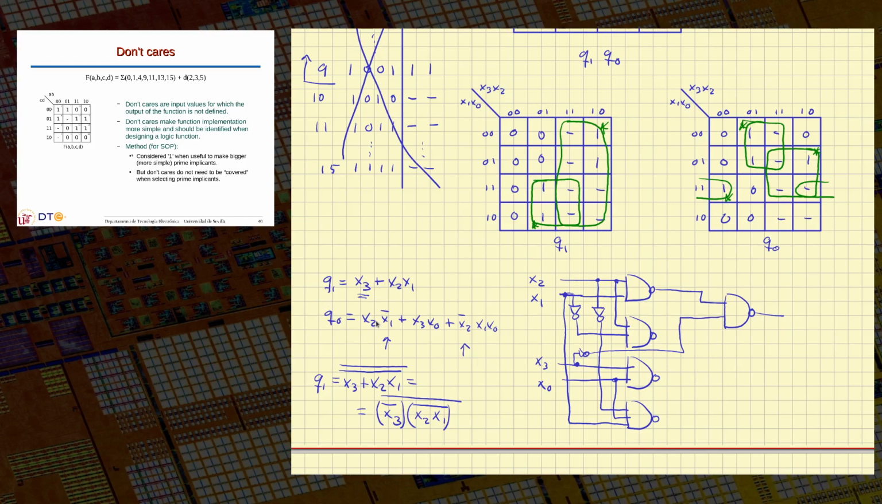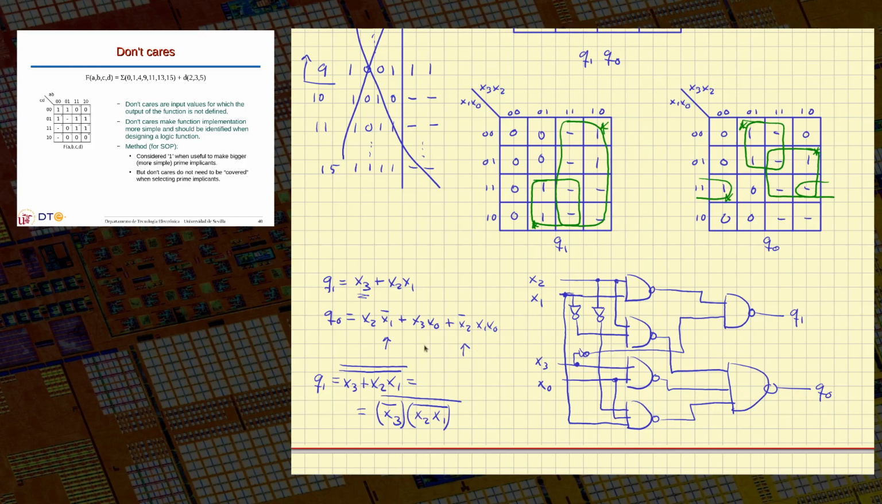Now for Q0, I need three terms. Have another NAND gate, and just in this case, I have no problem. This is the addition of these three terms here. But as you can see, this is Q1, this is Q0. Okay, so as you can see, I have done all the terms in the first place, and then from all the terms that I have implemented in the first level, I do the operation to obtain the output.